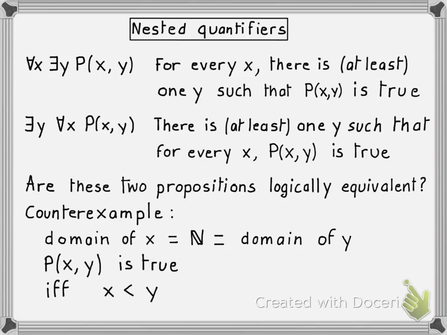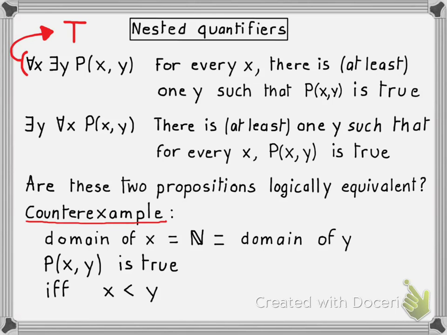Now, let's consider the meaning of the first proposition. It says, for every integer, there exists an integer that is greater than the first one. Well, clearly that's true. In this particular case, if x is an integer, all we need to do is pick y to be, say, x plus 1, and x plus 1 is always greater than x. So the first proposition in this counterexample is true.